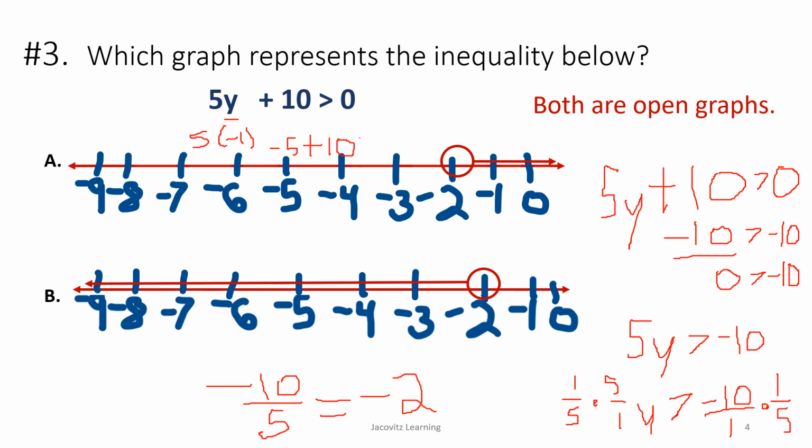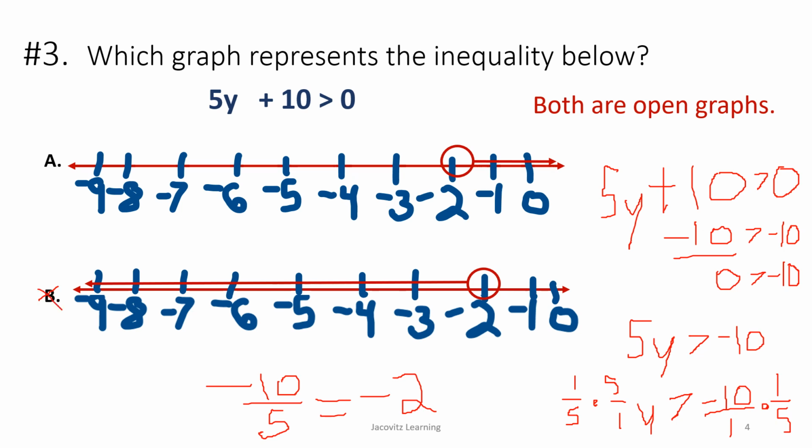Well, that's correct, because this is still going to be 5 is greater than 0, but here's the problem with this graph. This graph says negative 2 and less. See, and that can't happen. Because you had a negative 2 here, we have to make sure that we can get this in here. So that's why B is out.